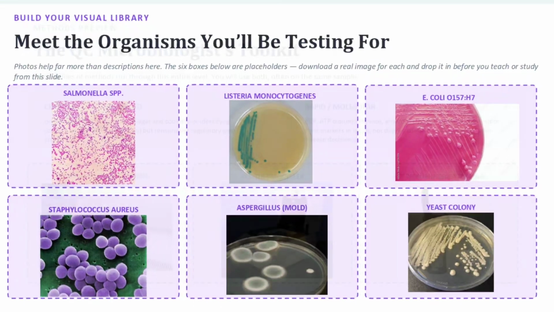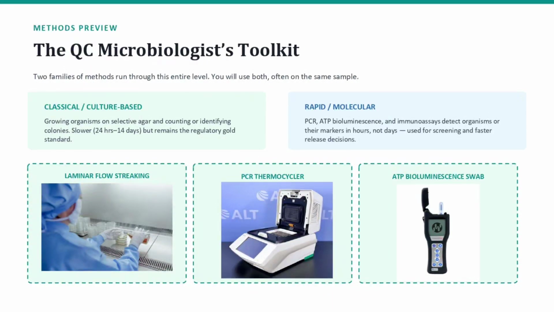And now you have. Let us preview the toolkit you will be using throughout this level. 2 families of methods run through everything we cover, and you will often use both on the very same sample. The first family is classical, culture-based testing. This means growing organisms on selective agar and counting or identifying the resulting colonies. It is slower, anywhere from 24 hours to 14 days depending on the organism, but it remains the regulatory gold standard, and in most cases you cannot skip it even if you also run a rapid method.